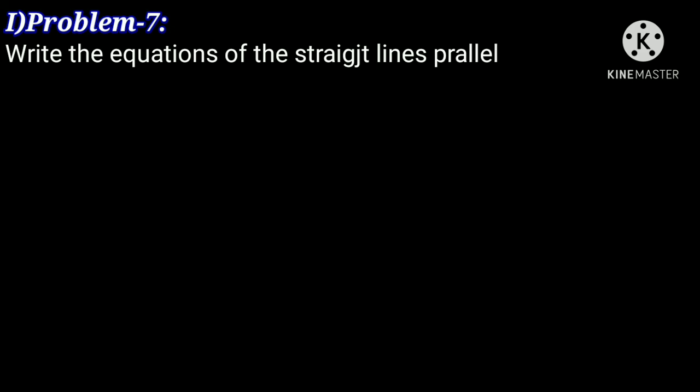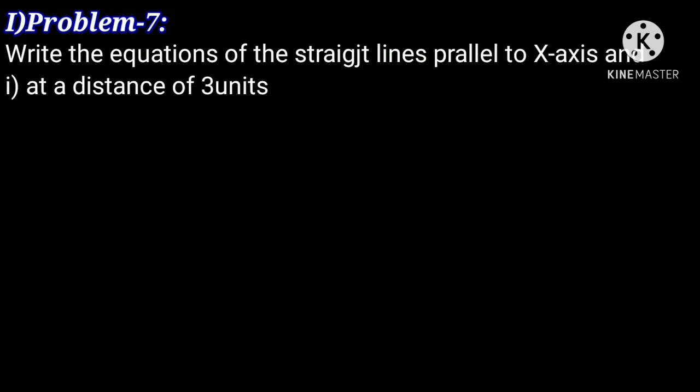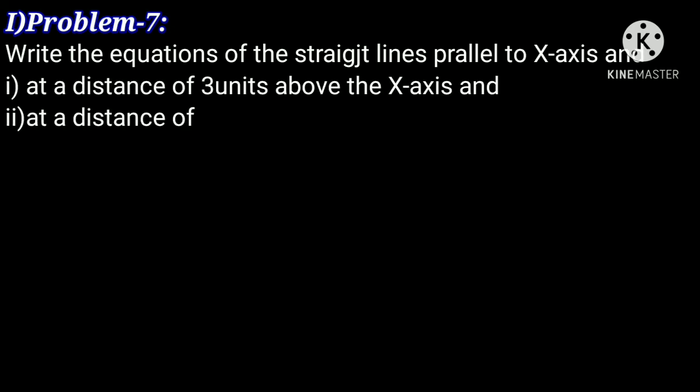Section 1, problem number 7. Write the equations of the straight lines parallel to the x-axis and first at a distance of 3 units above the x-axis and second at a distance of 4 units below the x-axis. Here is our problem. In this problem, we have to find out the equations of straight lines which are parallel to the x-axis at a distance. Now, we have to solve the problem.